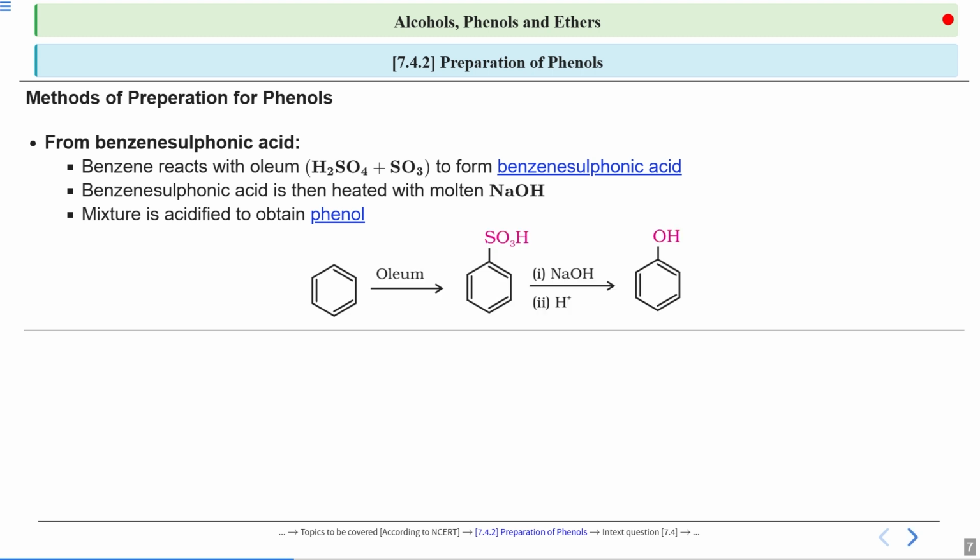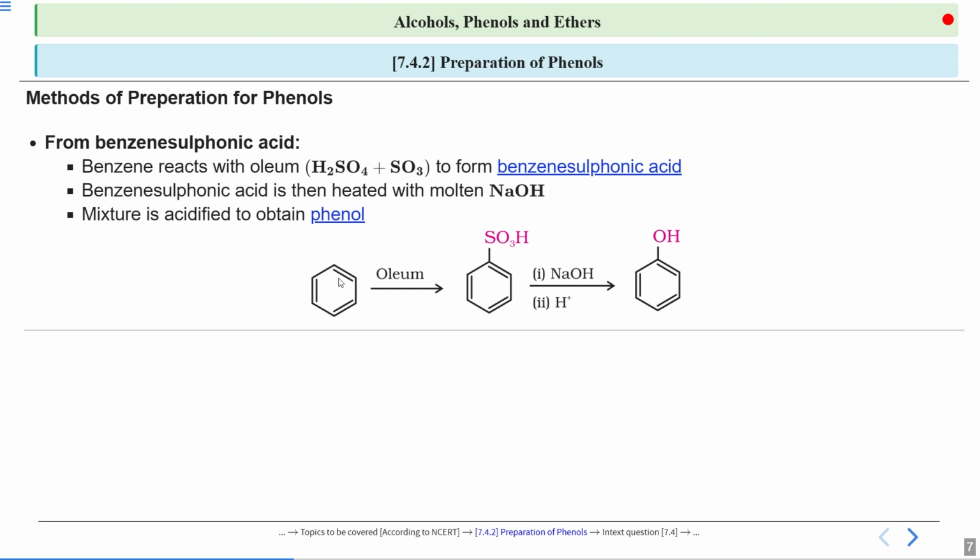So look at this process. I said first we are going to take a benzene. So this is a benzene ring. Then we will treat this with oleum or fuming H2SO4. When we treat it with oleum, we will get a sulfonic group over here. Now see this reaction, that from benzene, when we treat it with oleum, we get benzene sulfonic acid. This is a benzene sulfonic acid.